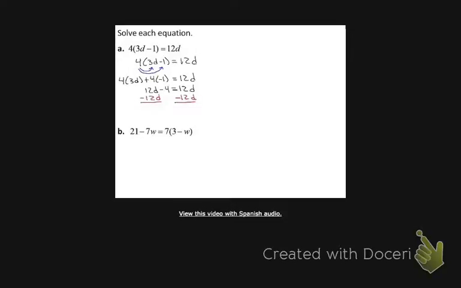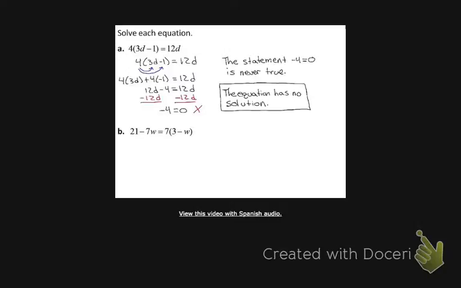Next subtract 12d from each side of the equation to isolate the variable terms on one side. Because 12d minus 12d equals 0, negative 4 equals 0. The statement negative 4 equals 0 is never true, so the equation has no solution.